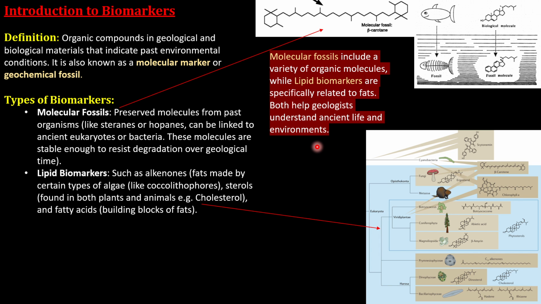and both help geologists understand ancient life and environment. And by analyzing ancient life and environment, we can easily interpret climatic change: how the ocean was, what the temperature was, how the precipitation and the sun rays were, and whether the oxygen level and carbon dioxide level were high or low. So by analyzing molecular fossils or lipid biomarkers, we can easily interpret past climatic change.